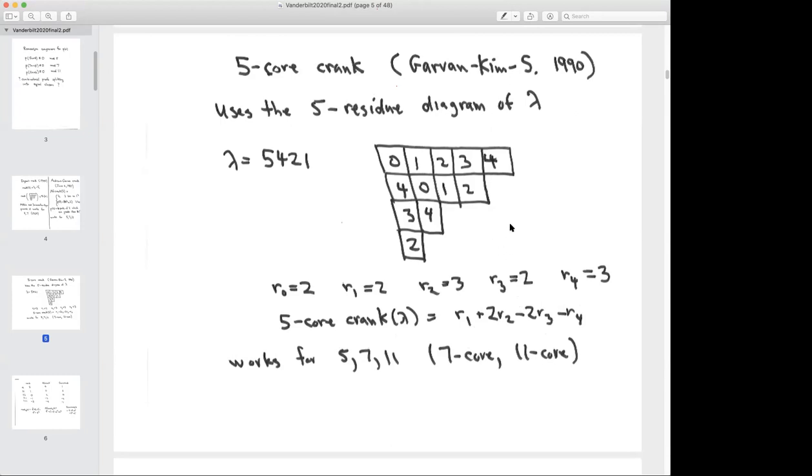Any questions about these 2 cranks and 1 rank, which all prove Ramanujan congruences?